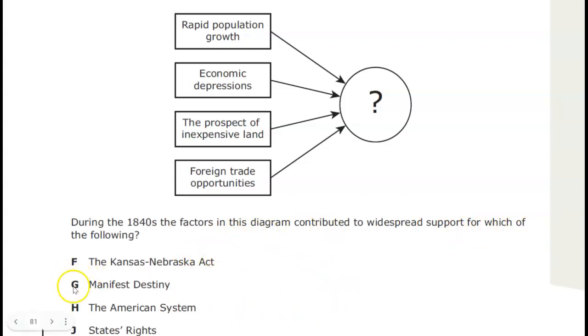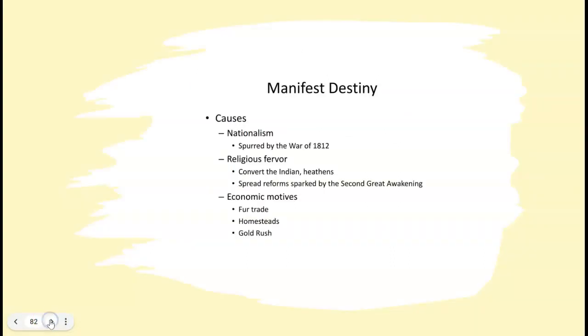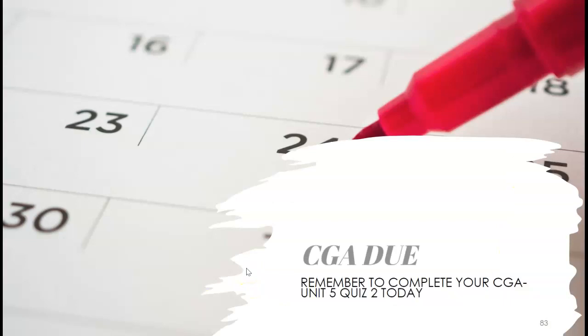If you said G, Manifest Destiny, you are correct. Manifest Destiny causes were nationalism. Remember, we have that new pride and nationalism from after the War of 1812. Religious fervor to convert the Native Americans. Spread reforms by the Second Great Awakening, which we'll talk about next in two weeks. Economic motives: the fur trade, homesteads, and the gold rush. Those are all reasons that spurred Manifest Destiny.